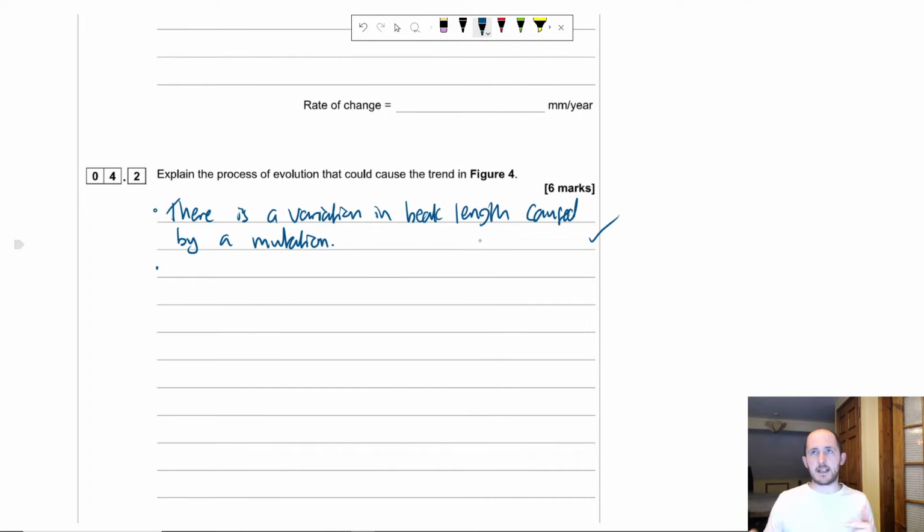So, you can also say that the beak length is controlled by genes, okay? Because what you want to do later on is imply that it's inherited to the children. So the variation in beak length is controlled by genes. Now the next few points, we're going to be quite specific about it, okay?